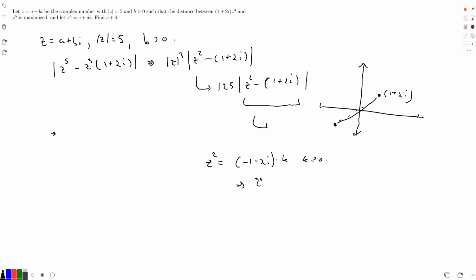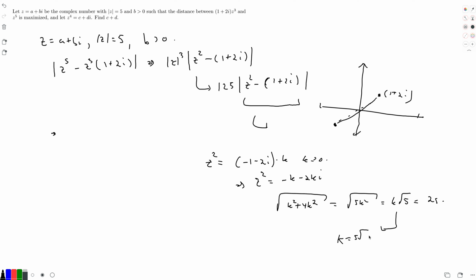So z squared is equal to negative k minus 2ki, and then what we can do is we know that the modulus of z squared is equal to 25. Therefore we know that root of k squared plus 4k squared is equal to root 5 k squared, which is equal to k root 5, and this is equal to 25. So solving gives us k is equal to 5 root 5.